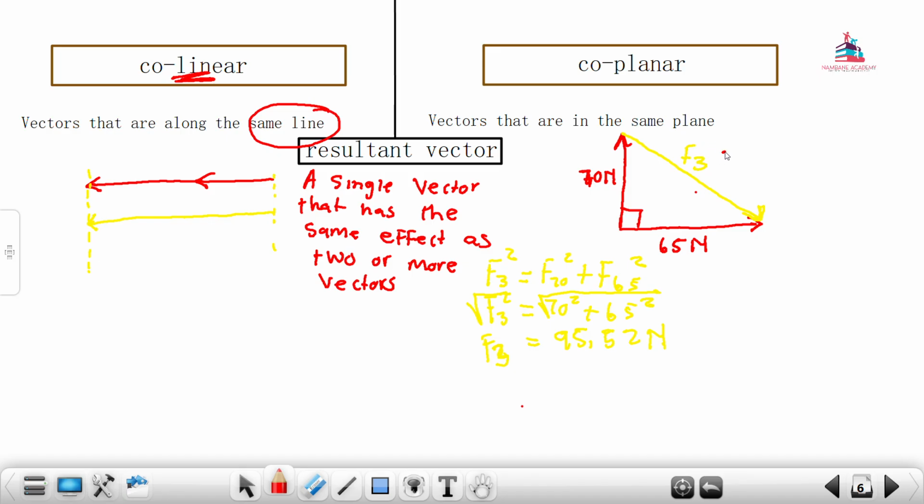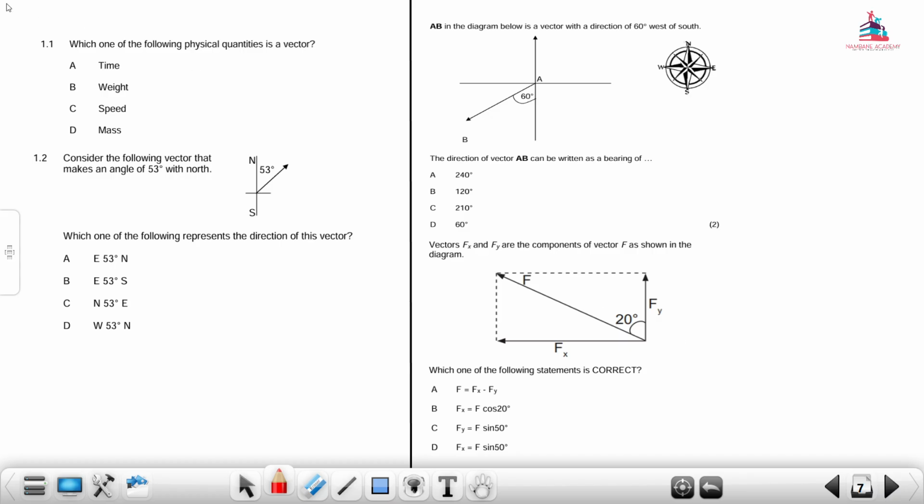So we are saying that this force is going to be 95.5 newtons. Remember, what do we call this force? This is our resultant force or resultant vector. Let's take a look at a few questions.